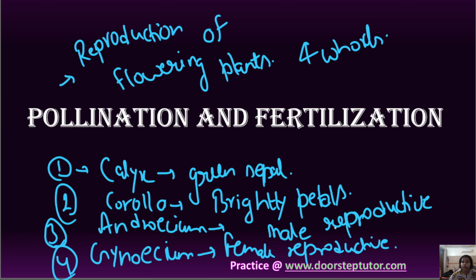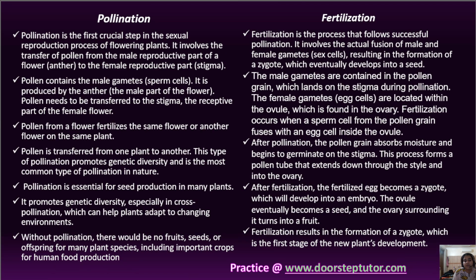Now coming to the topic, what is pollination and what is fertilization? Pollination is the transfer of pollen grains from the male part to the female part. And fertilization, as we know, is the fusion of male and female gametes. Now let's have a look at some major differences between them.